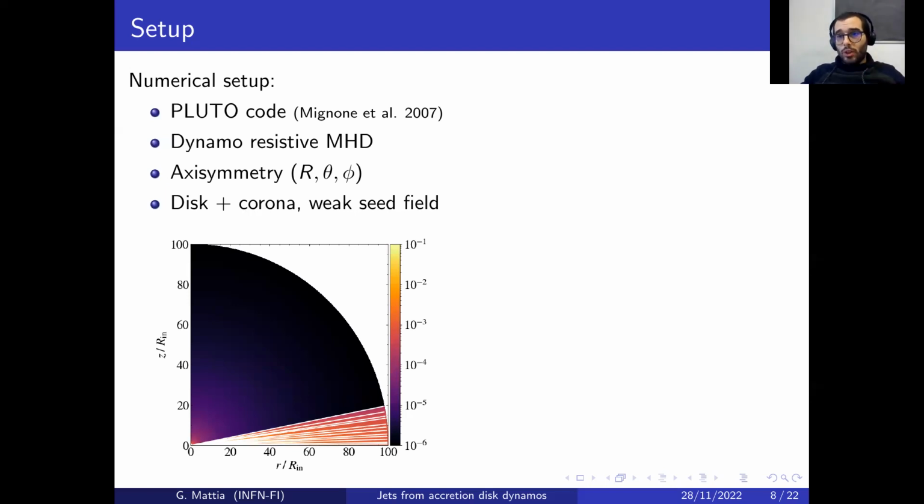I did 2D simulations, so I assumed axisymmetry, and as initial condition, I started with a thin disk surrounded by a hot core. For the magnetic field part, I started with a very weak seed field, with magnetization of 10 to the minus 5, and I started with an initial radial field, just because it was very simple to implement, and in principle, the dynamo shouldn't be dependent on the initial condition.